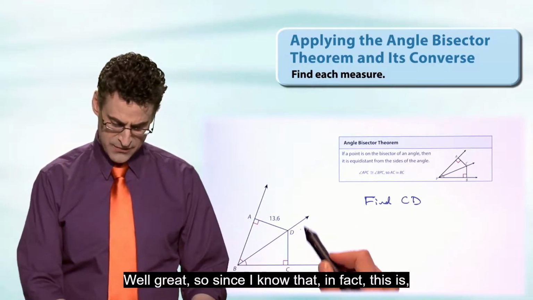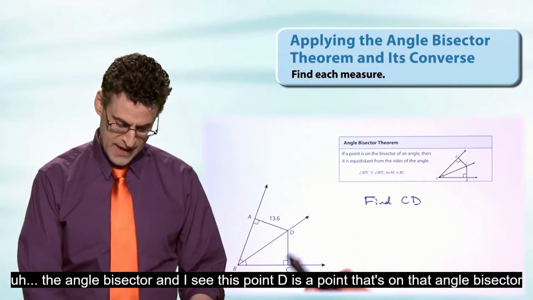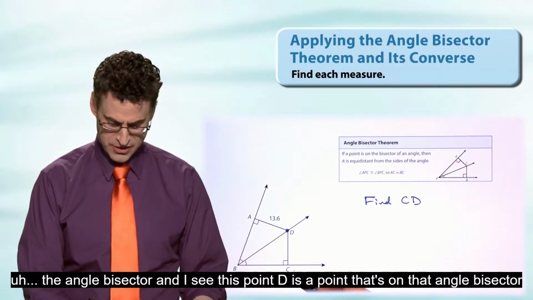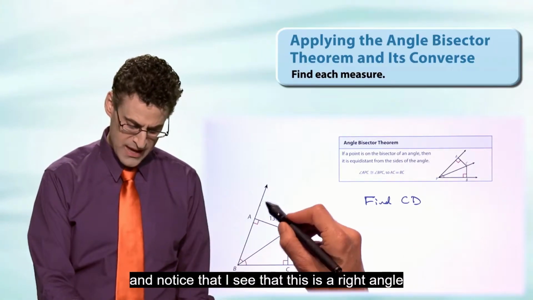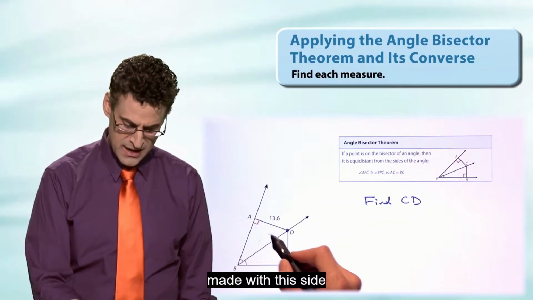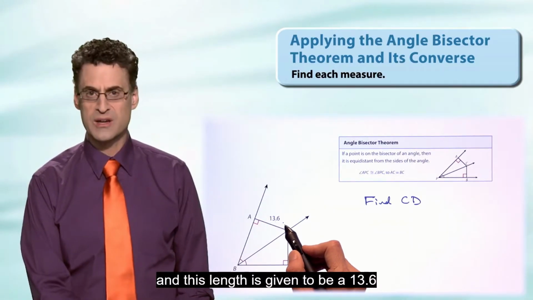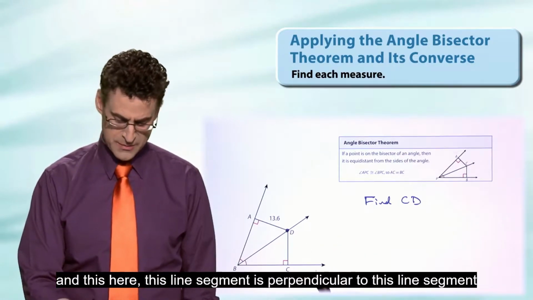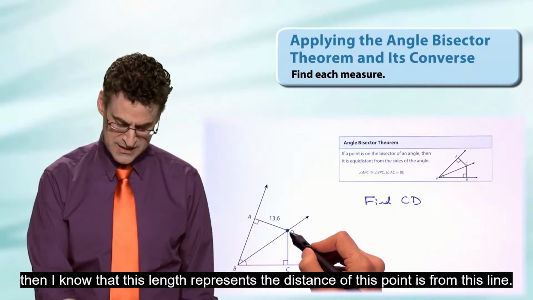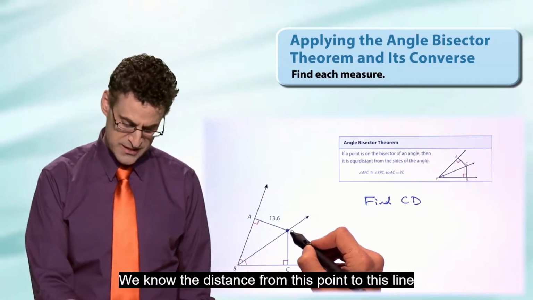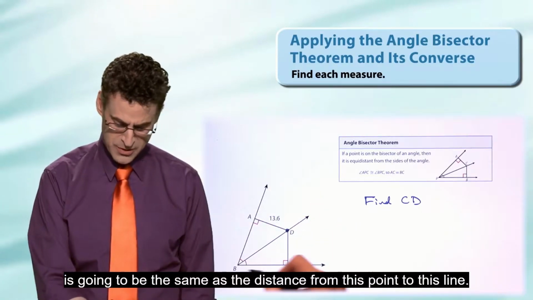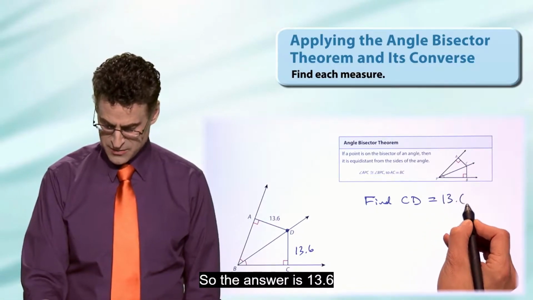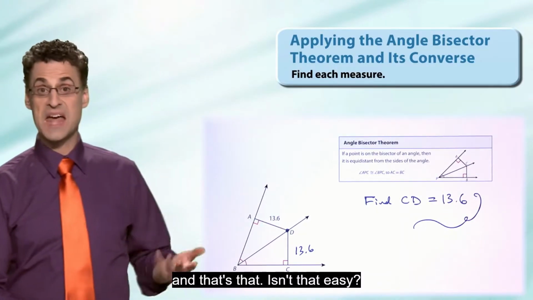So since I know that this is the angle bisector, and I see this point D is a point that's on that angle bisector, and notice that I see that this is a right angle made with this side, and this length is given to be 13.6, and this line segment is perpendicular to this line segment, then I know that this length represents the distance that this point is from this line. We know the distance from this point to this line is going to be the same as the distance from this point to this line, so this must be 13.6, so the answer is 13.6. And that's that. Isn't that easy?